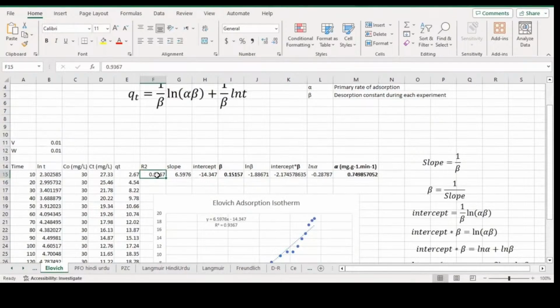models. So the same data we have used over here for the Langmuir model, Freundlich model, DR model and Temkin model. You can see my previous videos. I'll give the link in the description. This is all about the Elovich adsorption model. Hopefully now you understand how to fit your data in the Elovich adsorption model.